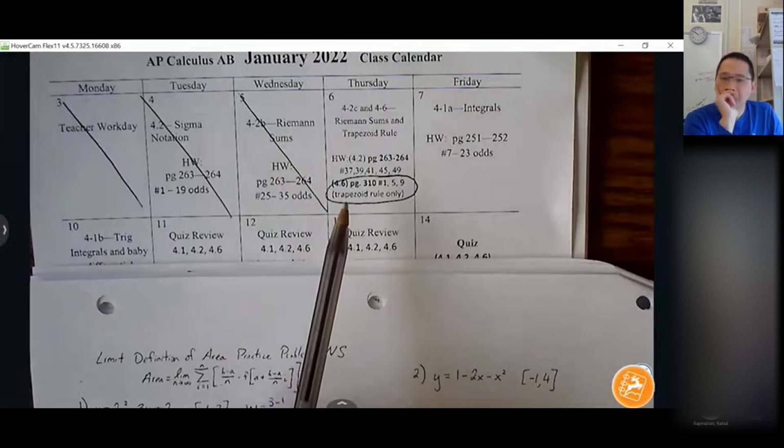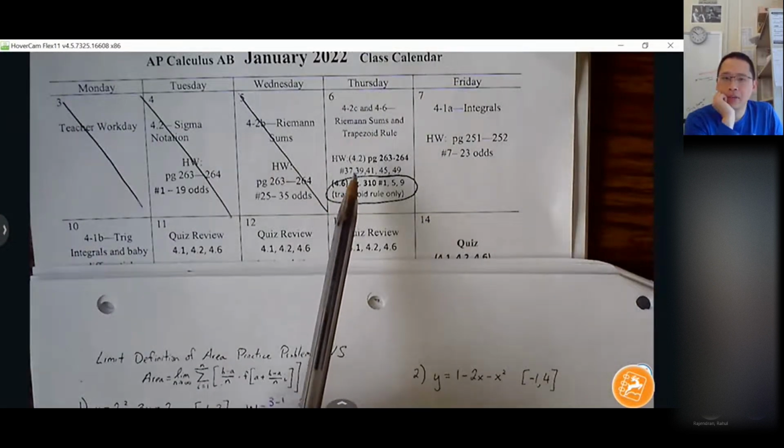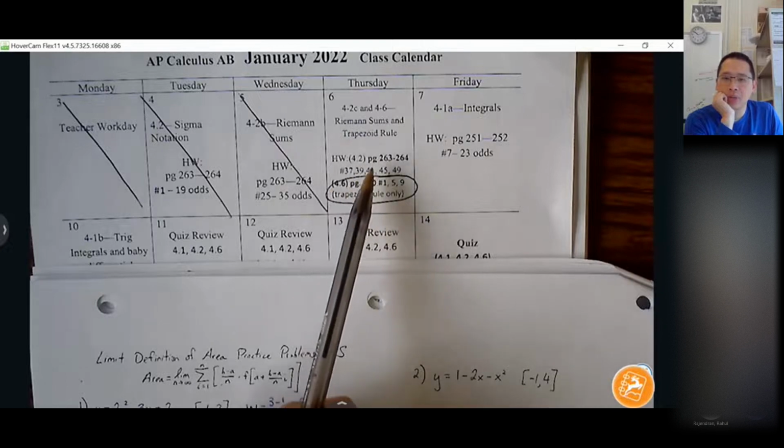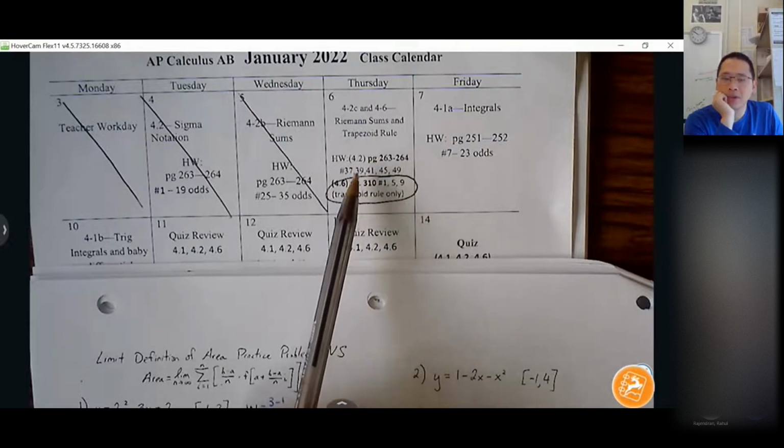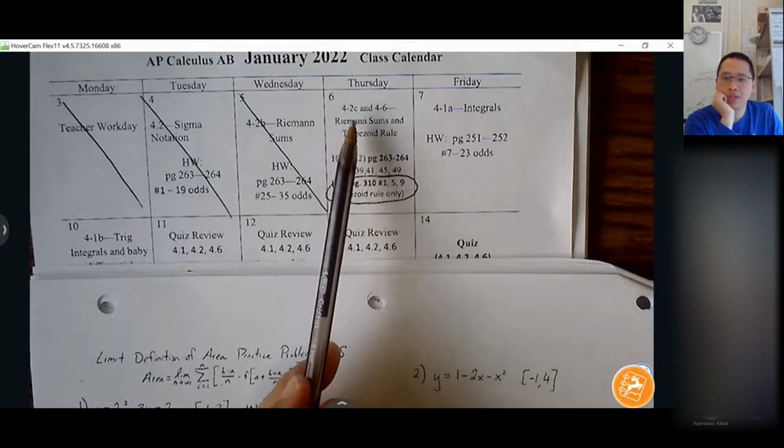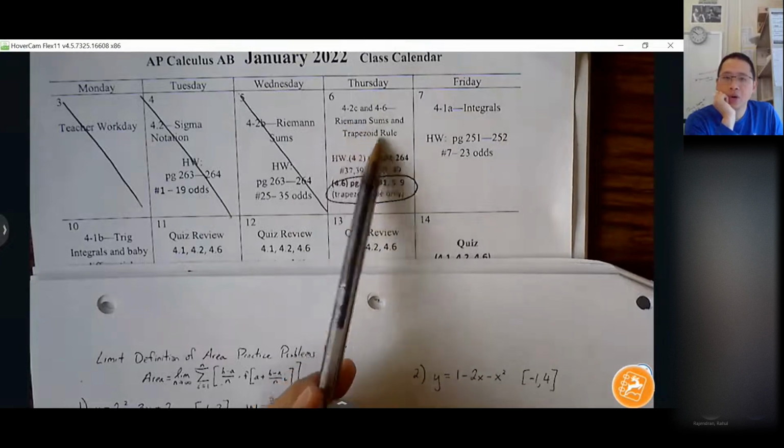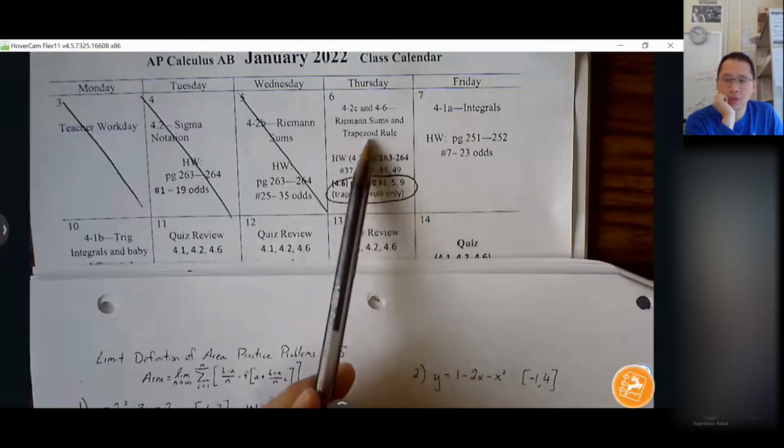Today we're going to finish up on limits of definite, or limit definition of area. We started a practice problem that we didn't get to finish, so we'll finish up with that. I didn't get a chance to go over trapezoid rule, so we'll definitely spend the majority of our time going over trapezoid rule.